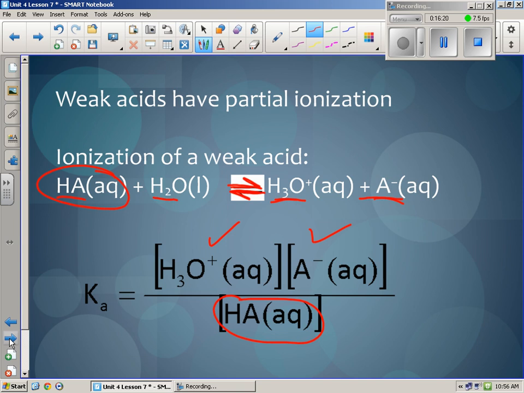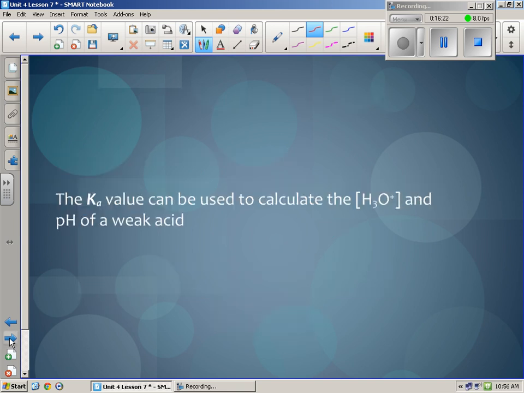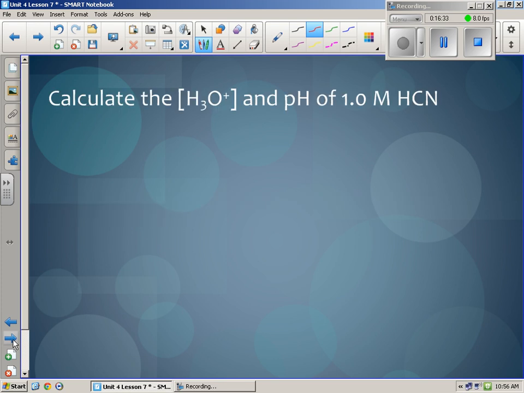So, next. The Ka value can be used to calculate the H3O plus concentration, and if you know the H3O plus concentration, you therefore can find the pH of a weak acid. All right, so here's our first example, and this is where it gets a little dicey, if you want.